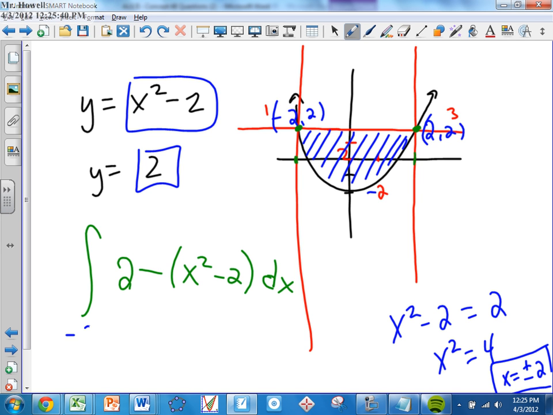So please integrate from negative 2 to 2. It's always the upper one minus the lower one. Upper minus lower, upper minus lower, upper minus lower. Please tell me what you get here. Do it by hand, please. You can check on your calculator, that's fine, but do it by hand, please.